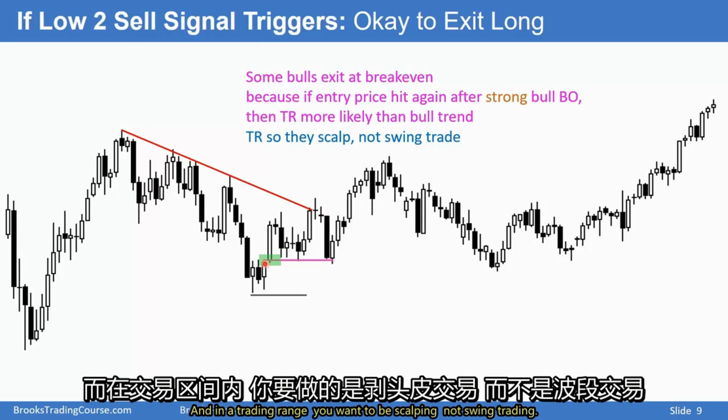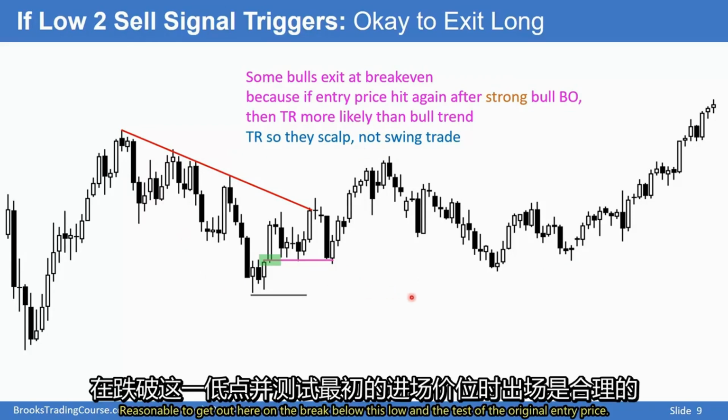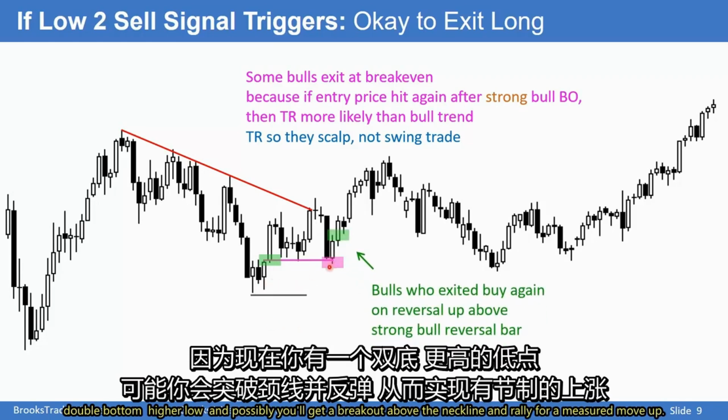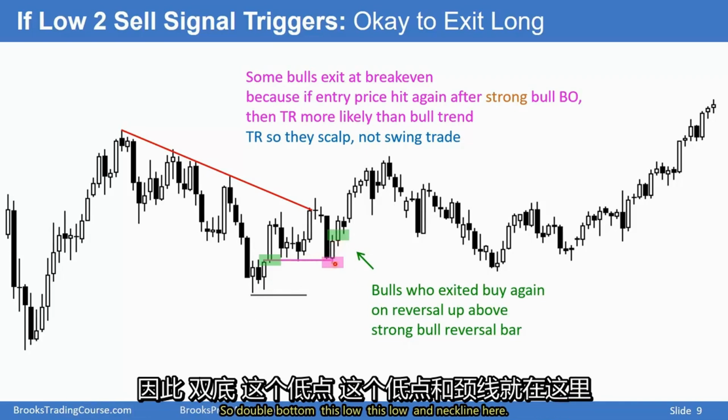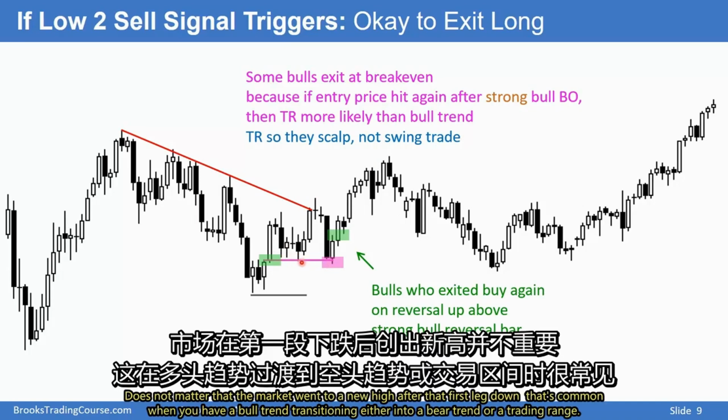Again, if it comes back to your entry price a second time, the odds are you're going to be in a trading range and not a bull trend. And in a trading range, you want to be scalping, not swing trading. Reasonable to get out here on the break below this low and the test of the original entry price. But if you did exit, as I said, it's reasonable to buy again above a good bull bar because now you have a double bottom higher low and possibly you'll get a breakout above the neckline and rally for a measured move up. So double bottom, this low, and neckline here.